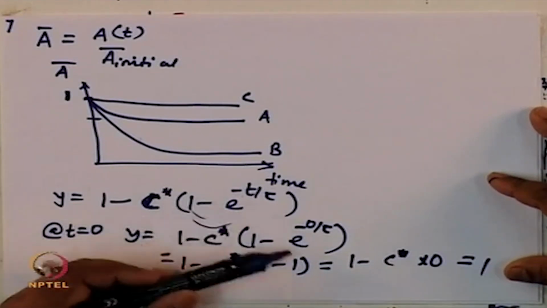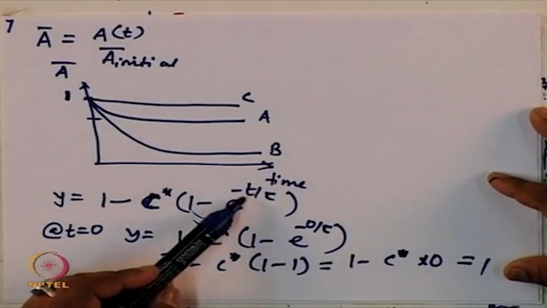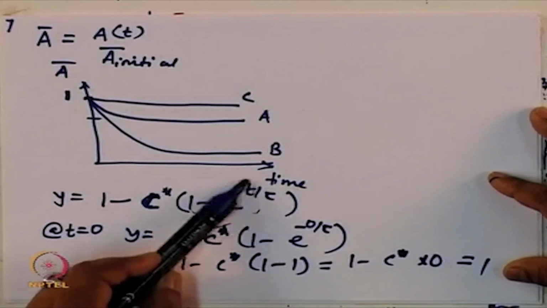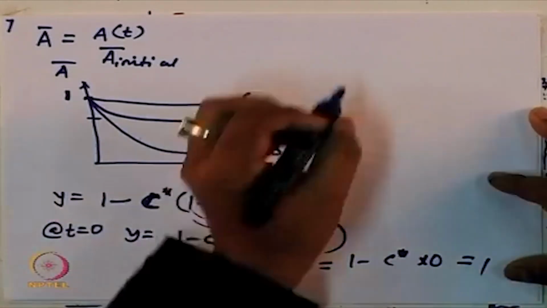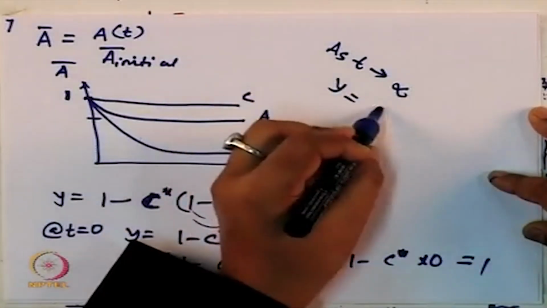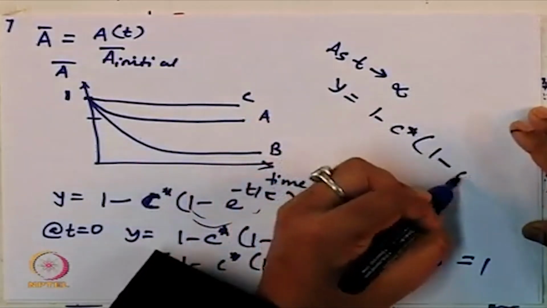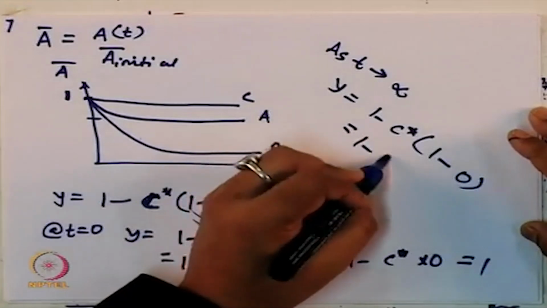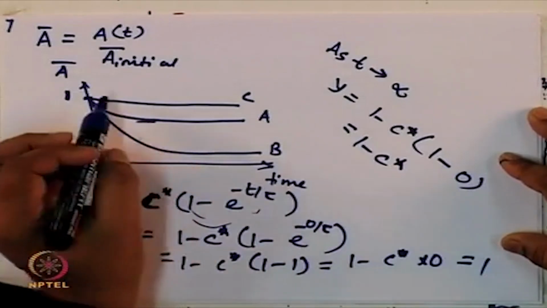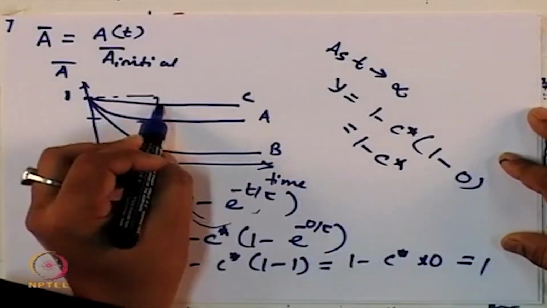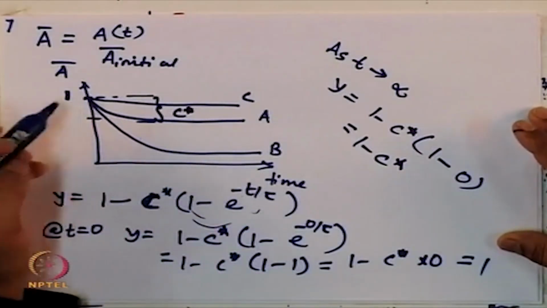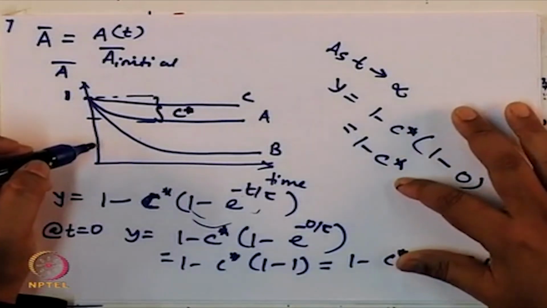Let me also check when t tends to infinity. When t tends to infinity, the exponential e to the power minus infinity would give me a value of 0. So, as t tends to infinity, y will give me a value 1 minus C star into 1 minus 0, which is nothing but 1 minus C star. So, what it tells me is that C star is what is measured in the original case, and 1 minus C star is the final plateau.